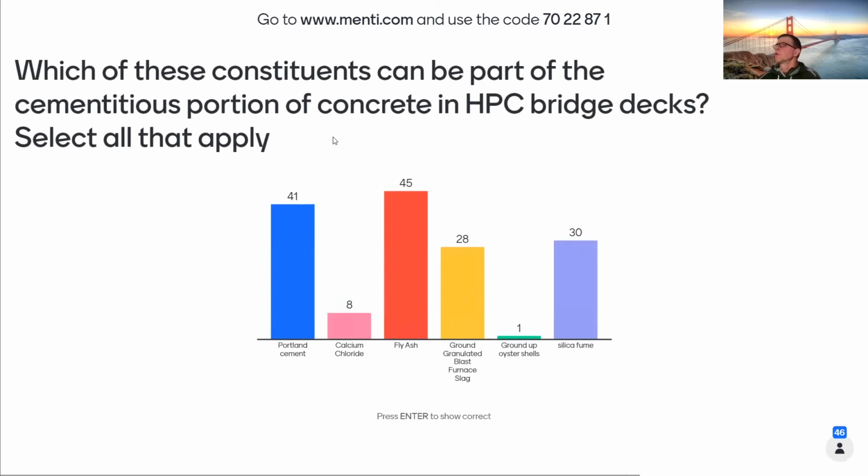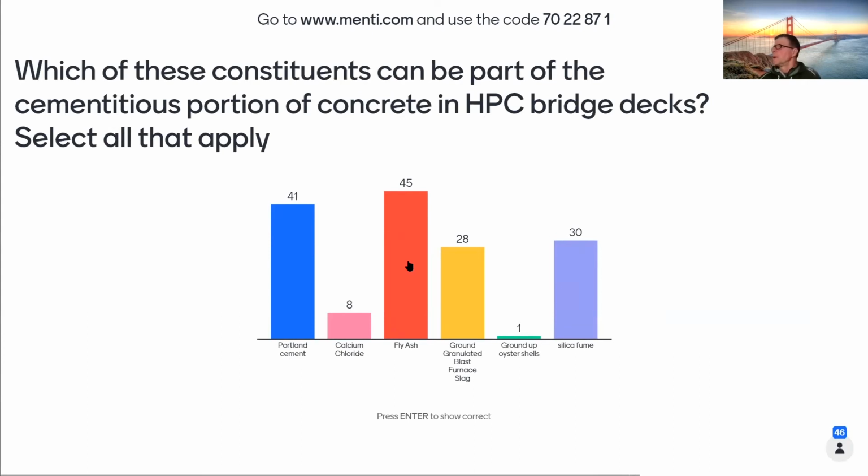Which of these constituents can be part of the cementitious portion of concrete and HPC bridge decks? Select all that apply. Portland cement, that is true. Portland cement is the main constituent in most. Calcium chloride, no. That is an accelerant, but it's also very corrosive, so we don't want to be putting that in our concrete. Fly ash, yes, that is true.